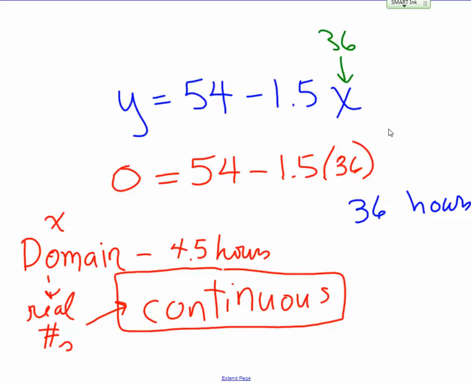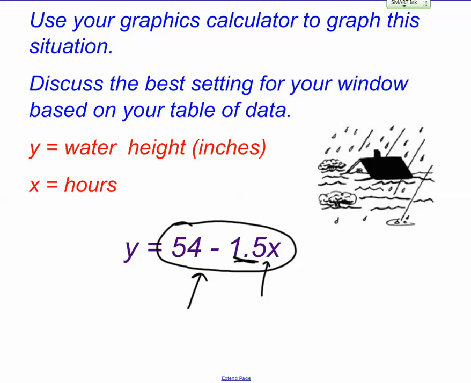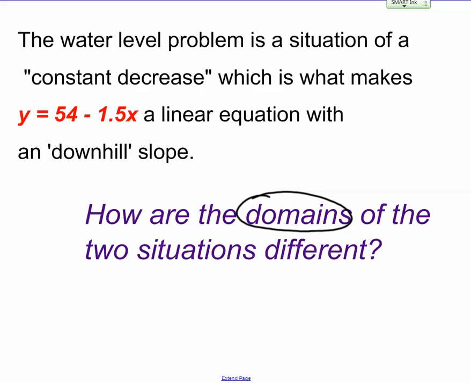So we tested that with the equation to make sure it was correct. And 36 times 1.5 is 54. 54 minus 54 is 0. And when it gets back to 0, it's back to its normal water level. So it totally works. So hours and inches, this is what we did in your calculator. That was the graph you came up with. It's a constant decrease. It goes downhill.